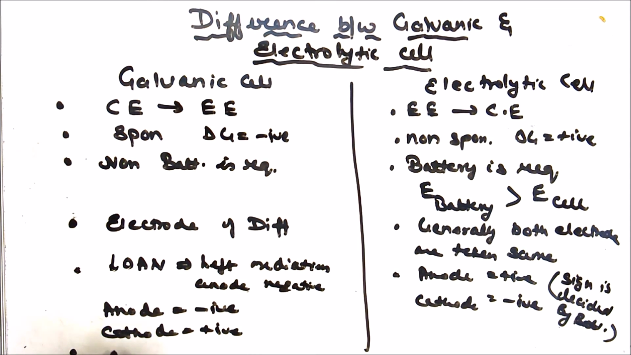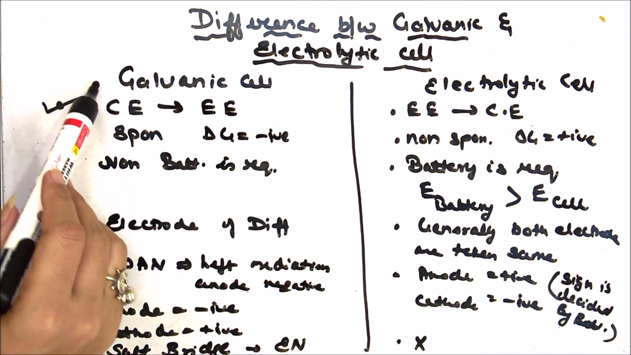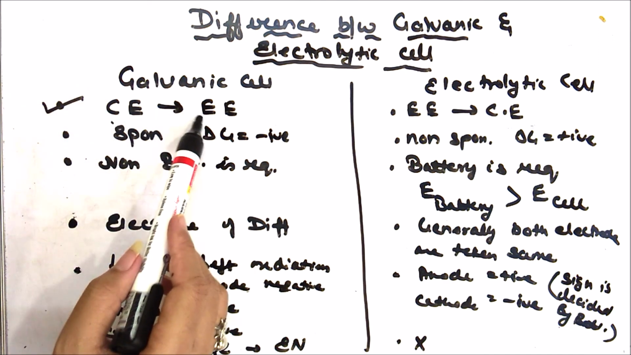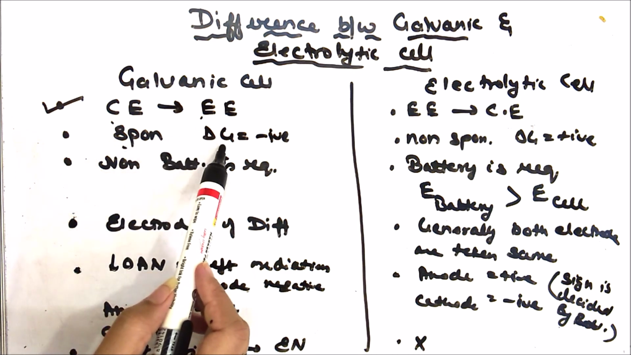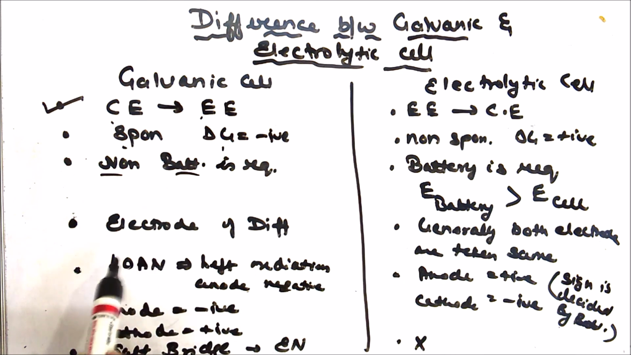So the next point is, over here salt bridge is required. Now you know that salt bridge is required in order to maintain the electrical neutrality and for smooth functioning of the cell, right? In this, no such phenomena is involved, right? So the first point is galvanic cell converts chemical into electrical energy. It is a spontaneous cell. Its del G value is negative. In this, no battery is required.